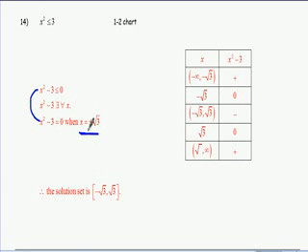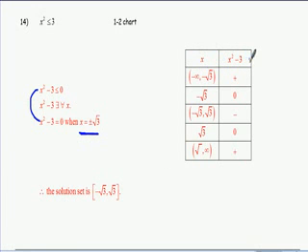Now this plus or minus root 3 is key here because it helps to set up our boundaries, if you will, for the intervals that we want to use on our one-two chart. So as we go to our one-two chart, we've got two columns. One column is devoted to all of our potential x values that could make up our solution for our inequality, and another column is compared to the expression that we set less than or equal to 0 in the first place. So that expression is x squared minus 3.